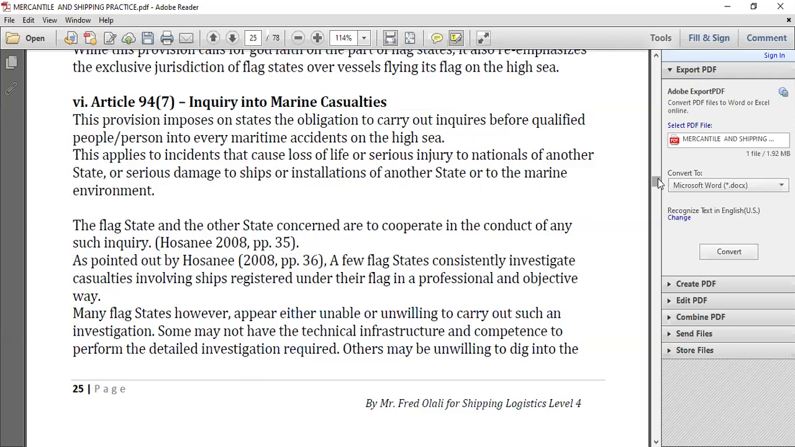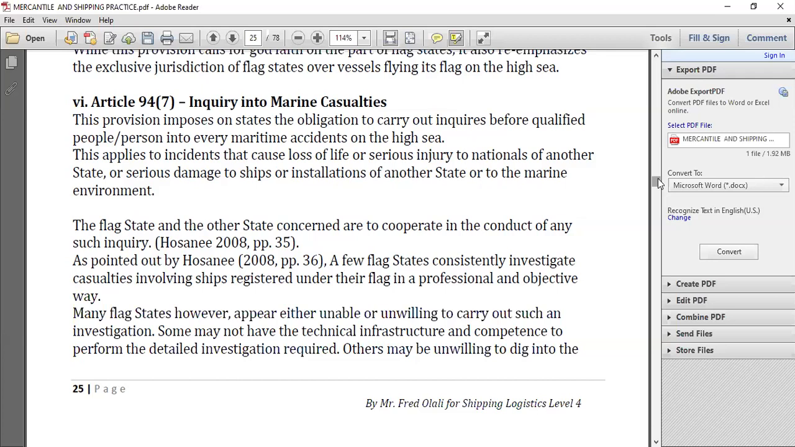As pointed out by Hosseini, few flag states consistently investigate casualties involving ships registered under their flag in a professional and objective way, which means they normally carry out shoddy jobs. These flag states are not very much concerned, okay? And more so the open registry flag states. So many flag states, however, appear either unable or unwilling to carry out such an investigation. Some may not have the technical infrastructure and the competence to perform the detailed investigations required.